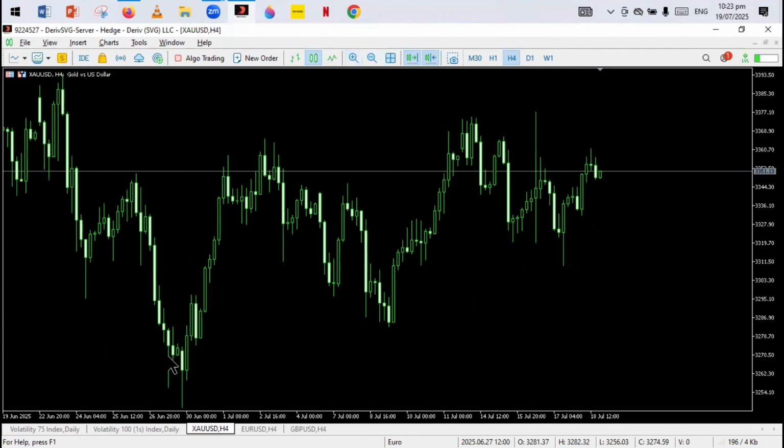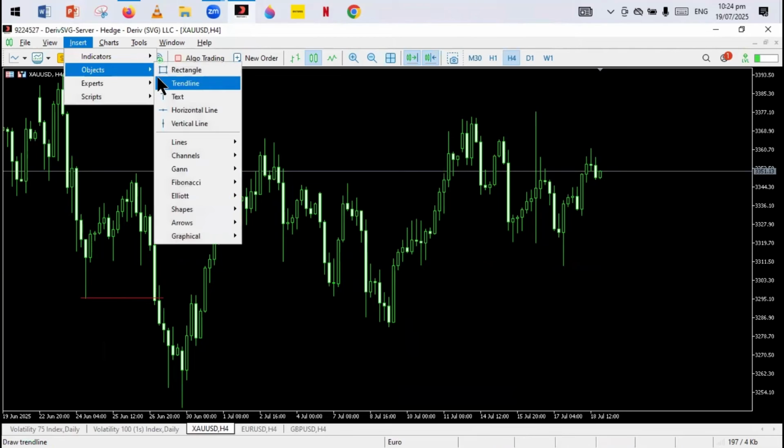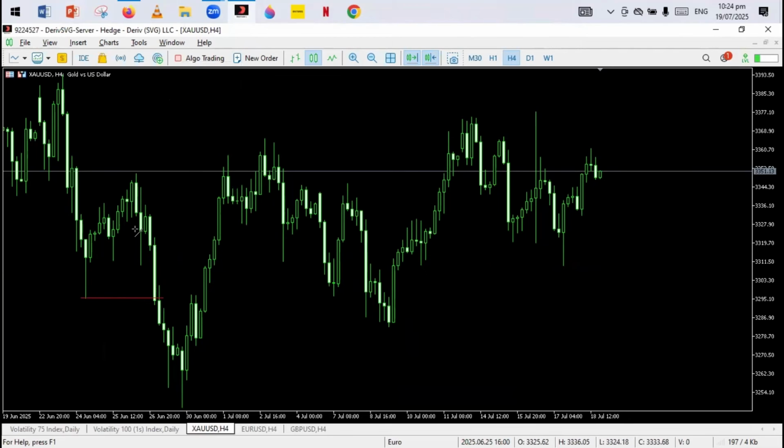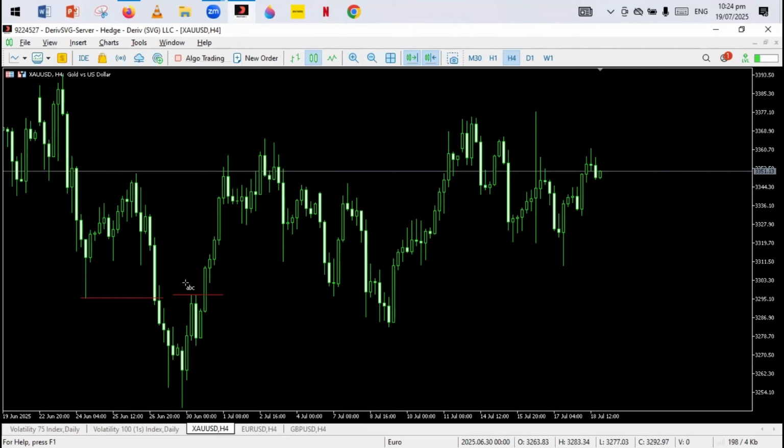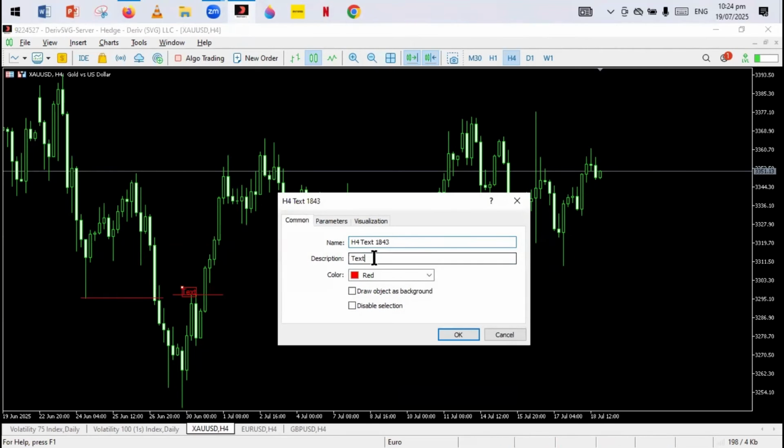And then right here, we're breaking structures to the downside. So that is a break of structure to the downside. And then we had lower low, lower high, lower low, lower high. And then there, the sellers could not maintain structure, and then the buyers came in. So there, that is where we had the change of character.